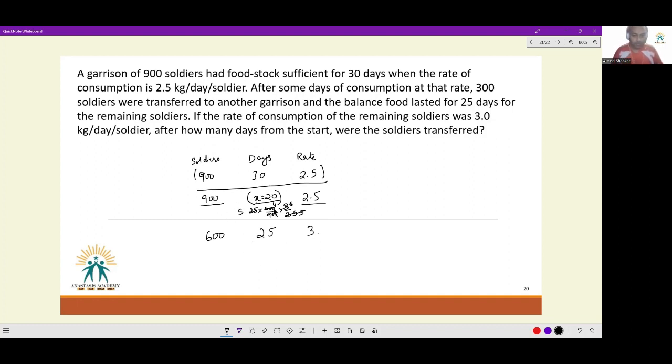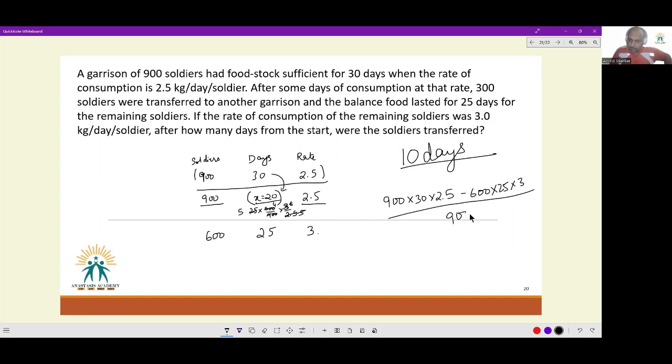After this, some people left. So after how many days did people leave? After 10 days, soldiers were transferred. The answer to the question is 10 days. The alternate way, the time and work related way, is of course 900 into 30 into 2.5 minus 600 into 25 into 3, divided by 900 into 2.5. This will also get you to the answer.